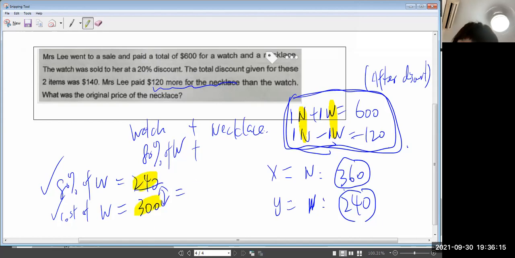So basically the discount for the watch is original price, discount price, 60. The discount is 60. So they both discount at 240. So the discount for the necklace is, they add 240. Discount of the watch is 60. So discount of the necklace is how much?